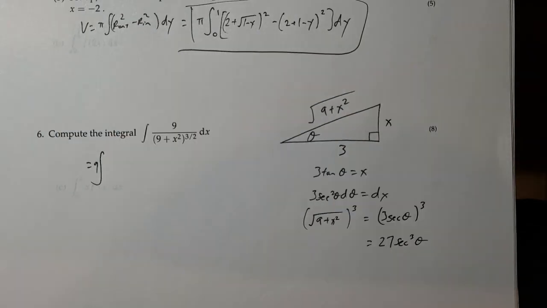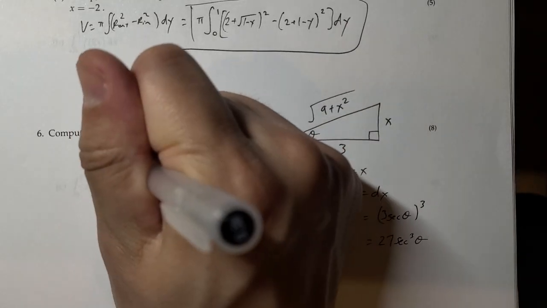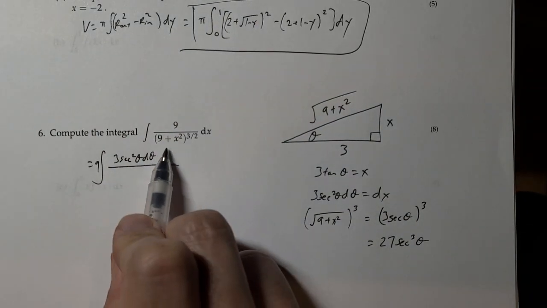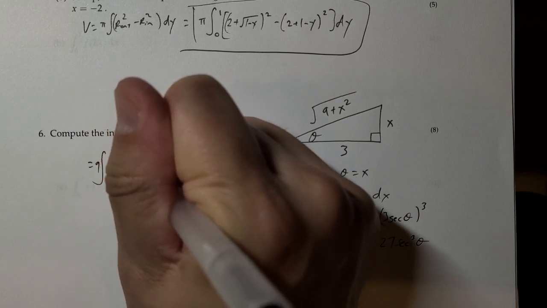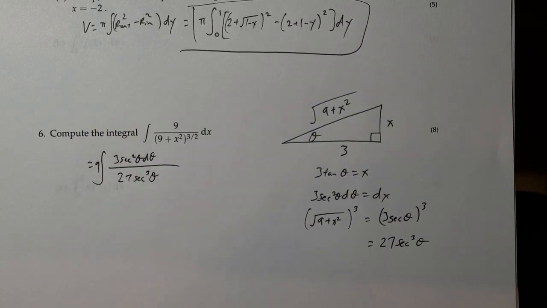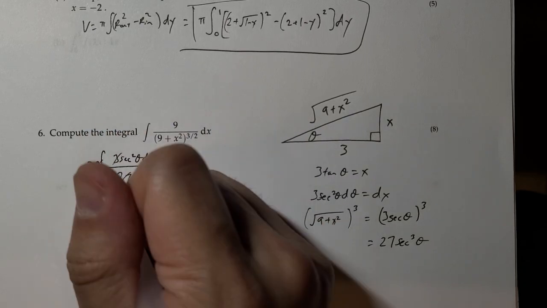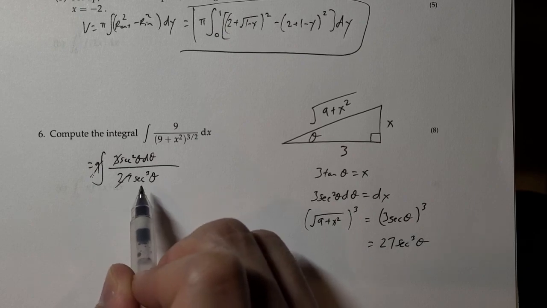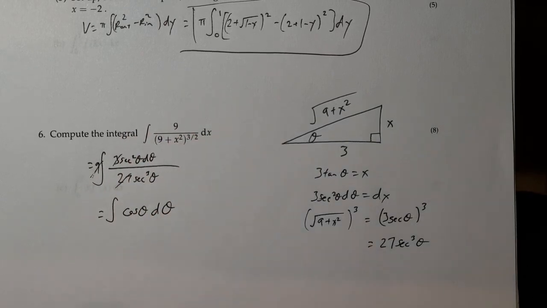Let's pull the 9 out. So we get a dx on top, which is 3 secant squared theta d theta, over the bottom, which is this term, 27 secant cubed theta. 9 times 3 is 27. That would cancel with the 27 on the bottom. Secant squared divided by secant would be a secant on the bottom, which we can move as a cosine theta d theta.